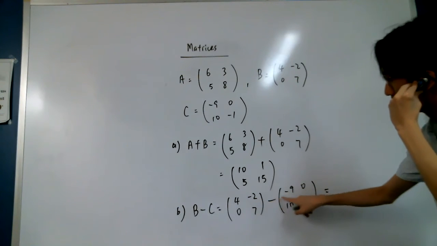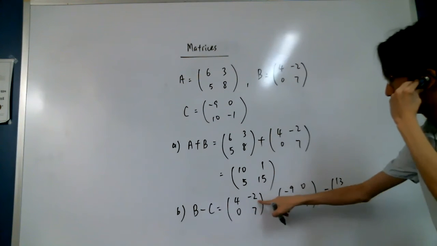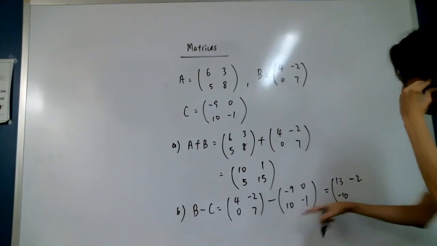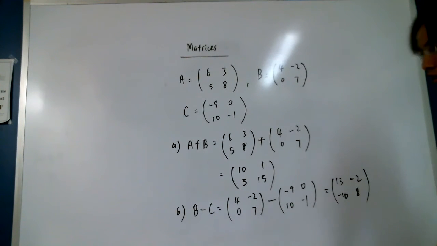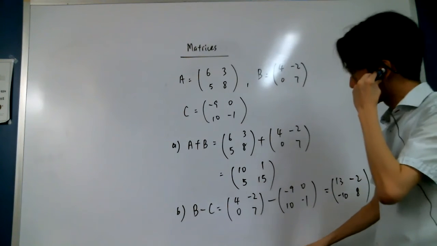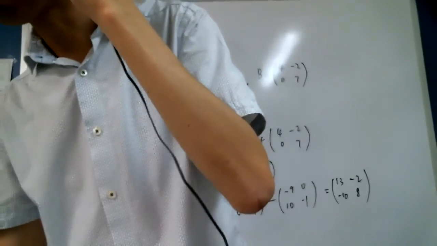So 4 minus 9 will be 4 plus 9, you get 13. Minus 2 minus 0, so minus 2. 0 minus 10, so minus 10. And finally 7 minus 1, you get 8. Okay, so that is about matrix addition and subtraction. So we'll take a look at how to perform matrix multiplication now.